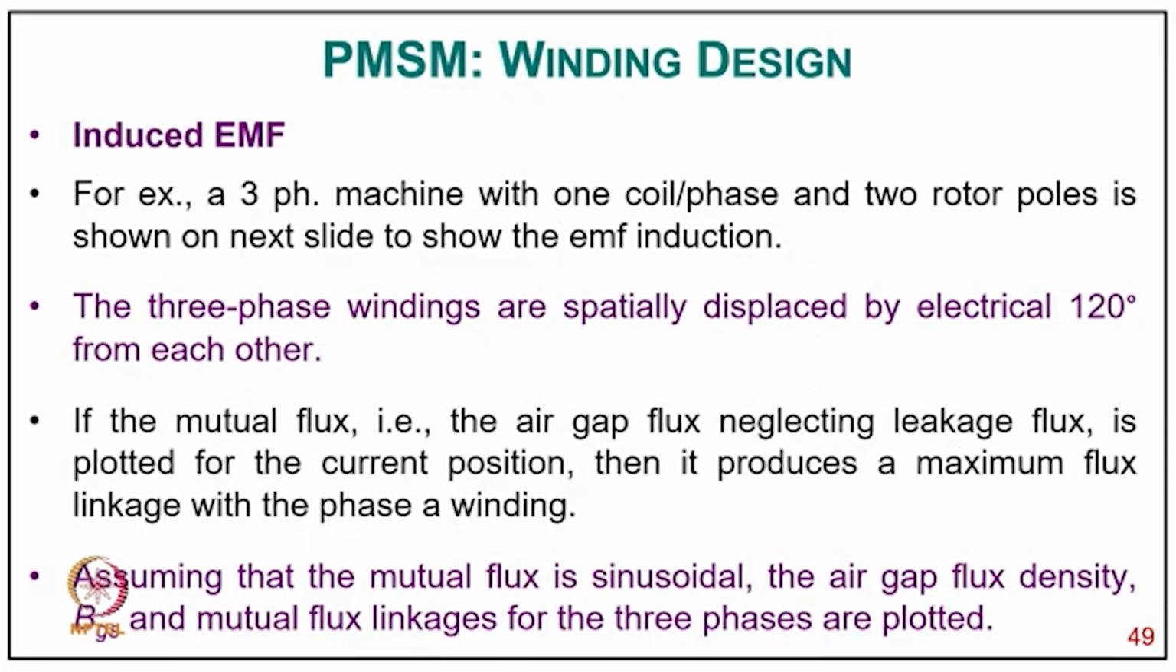For example, a 3-phase machine with 1 coil per phase and 2 rotor poles is shown on the next slide to show the induced EMF induction, and the 3-phase windings are respectively displaced by 120 electrical degrees from each other. If the mutual flux, that is the air gap flux neglecting leakage flux, is plotted for the current position, then it produces a magnetic flux linkage with the phase A winding. Assuming that the mutual flux is sinusoidal, the air gap flux density Bgs and the magnetic flux linkages for the 3 phases are plotted.